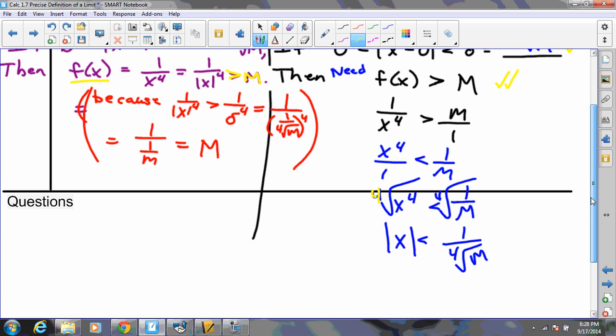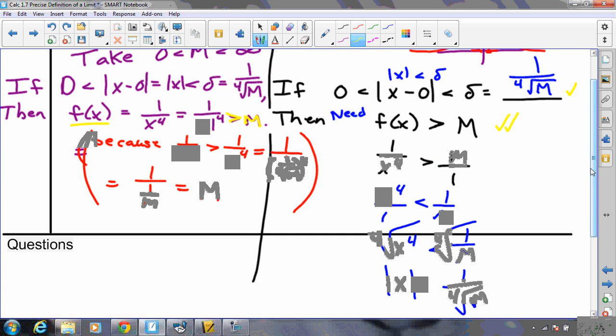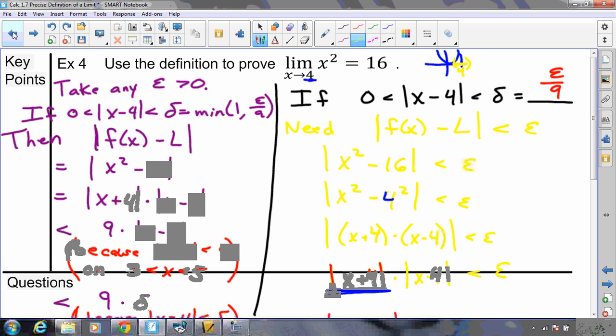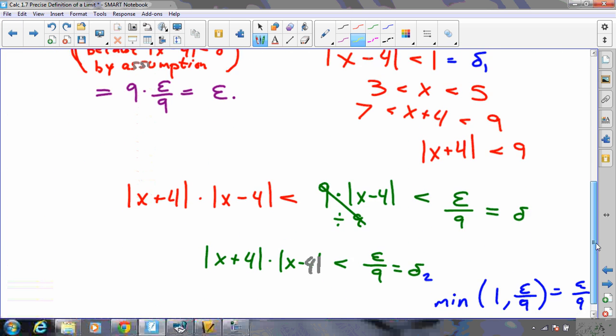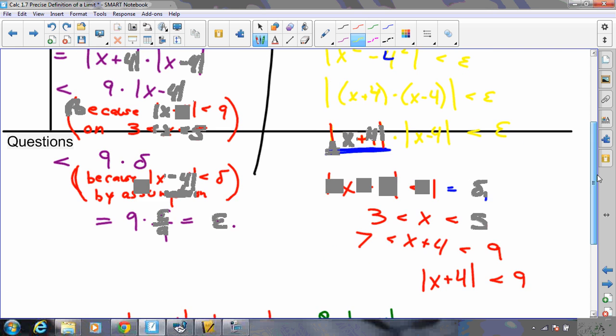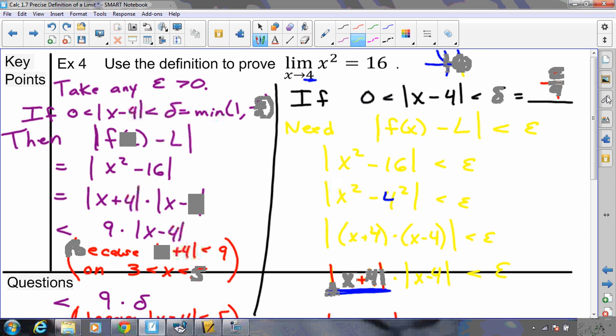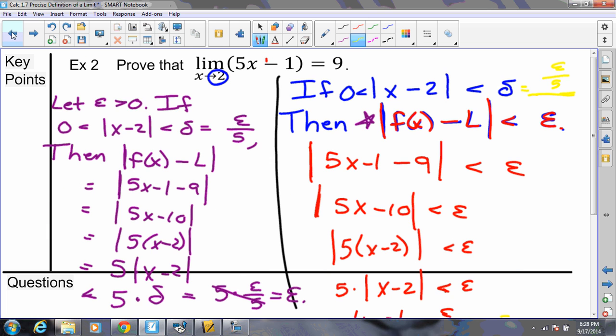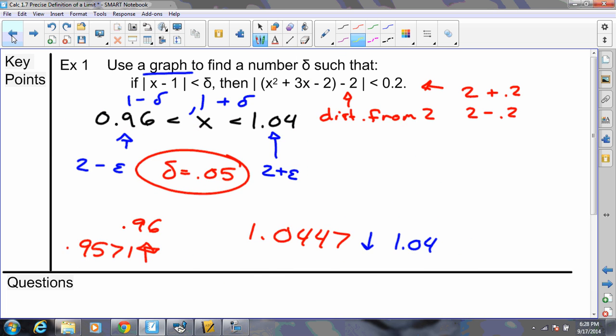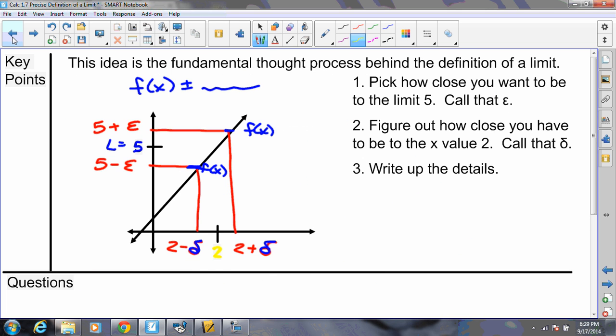Sometimes the algebra is easy, sometimes the algebra is more complex, but we will need to do the work to deconstruct and work our way backwards so that we can figure out what the delta value is that's going to make it all come together. Once we've got the delta value that makes it all come together, we will go through, plug it in, and start working our way through the definition to finish off the rest of it. That's our work for today.